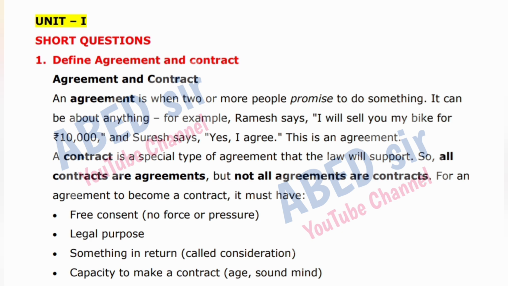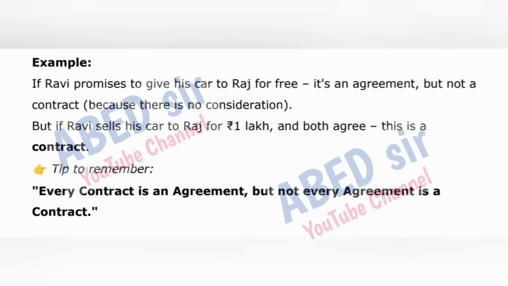For an agreement to become a contract, it must have free consent, no force or pressure. Legal purpose. Something in return, called consideration. Capacity to make a contract, age, sound mind. Example: if Ravi promises to give his car to Raj for free, it's an agreement, but not a contract, because there is no consideration. But if Ravi sells his car to Raj for 1 lakh rupees, and both agree, this is a contract. Tip to remember: every contract is an agreement, but not every agreement is a contract.